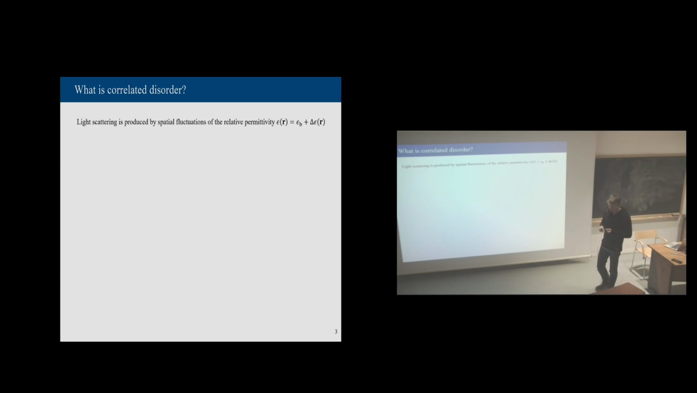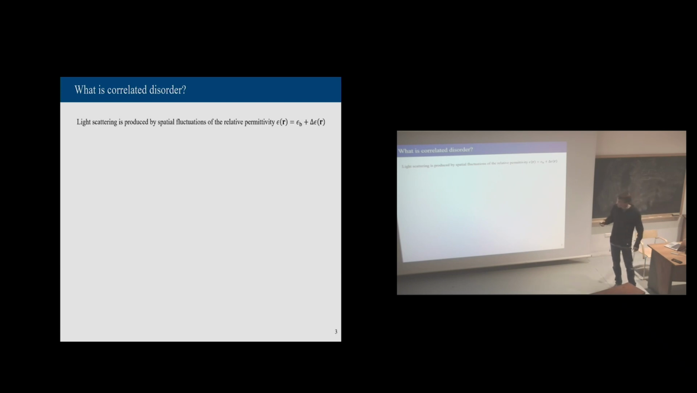And more precisely, how do we quantify correlated disorder? As you know, the scattering of light is produced by spatial variations or fluctuations of the permittivity in space. Here, the permittivity is written as epsilon. It depends on the position, and you can decompose it into a background permittivity, which doesn't need to be the permittivity of the host medium, but I will come back to this point, and a fluctuating part that depends on space.